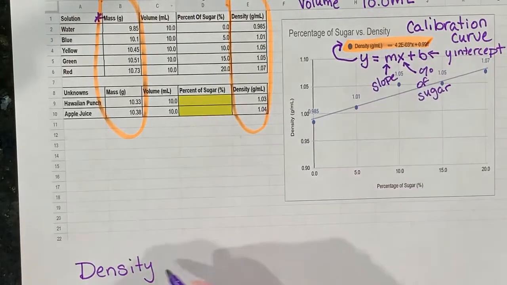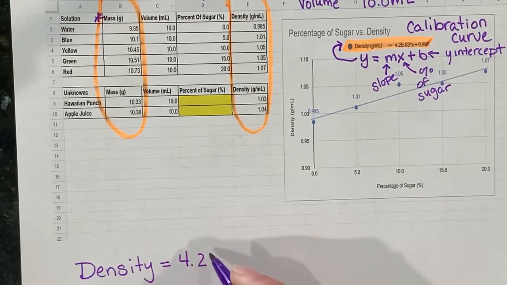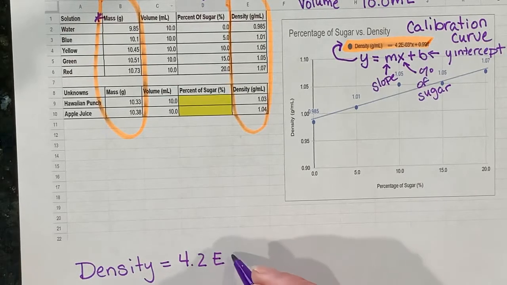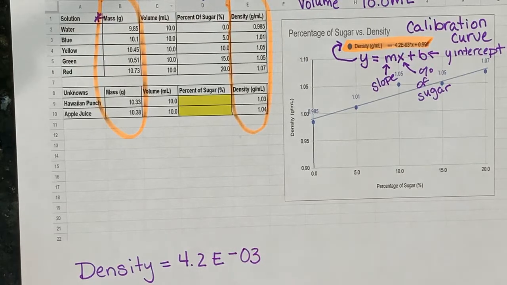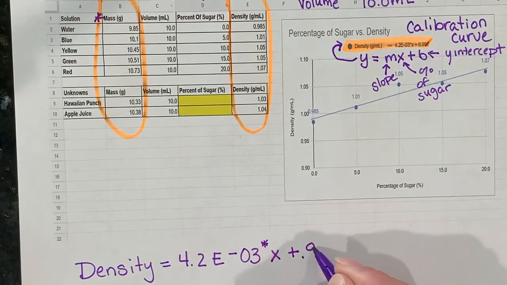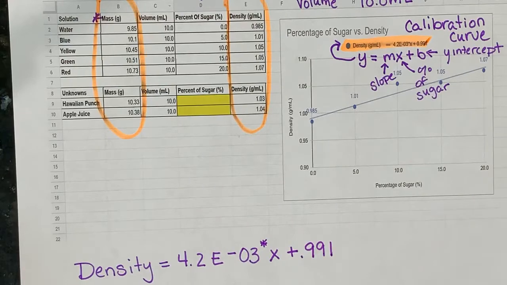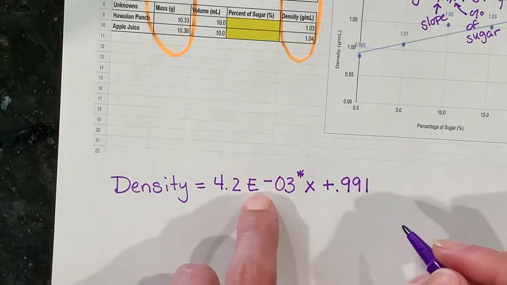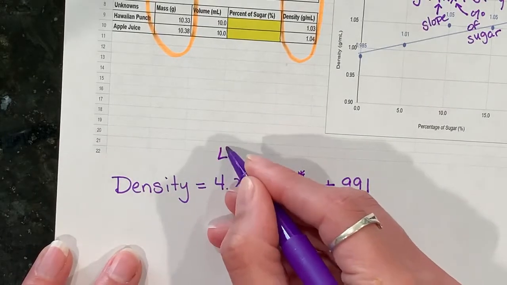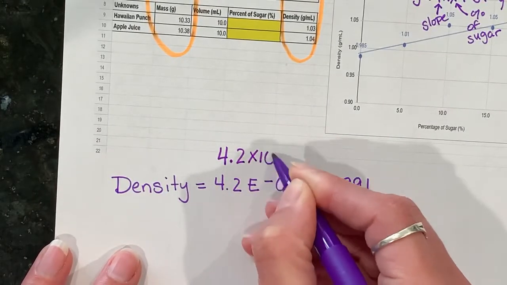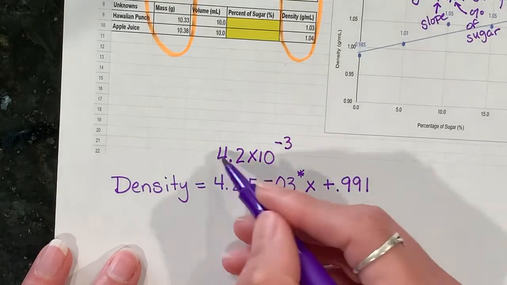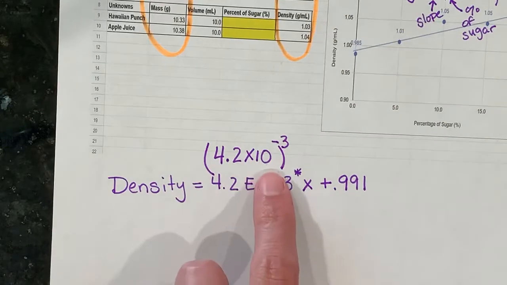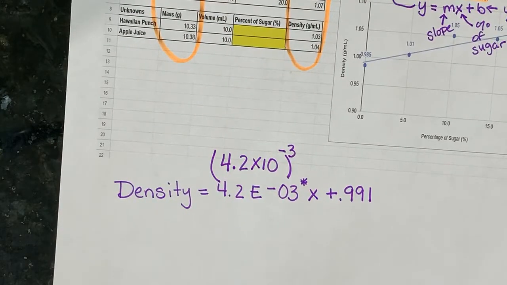So density is equal to 4.2e-03 times x plus 0.991, okay? Now, this number looks really weird. It's the computer's way of writing out scientific notation. So what this actually is is 4.2 times 10 to the negative 3. These two values are the exact same thing, okay?